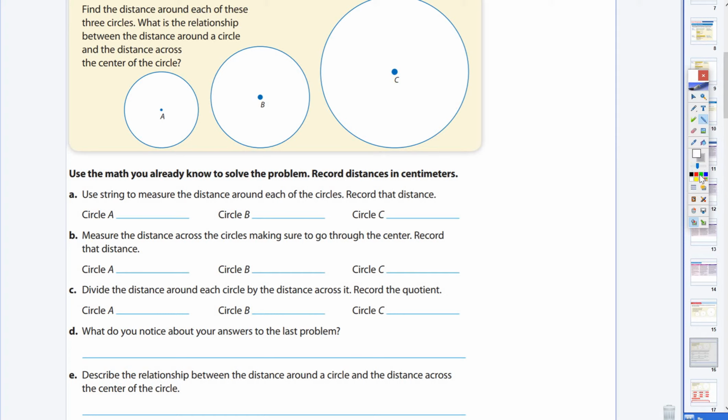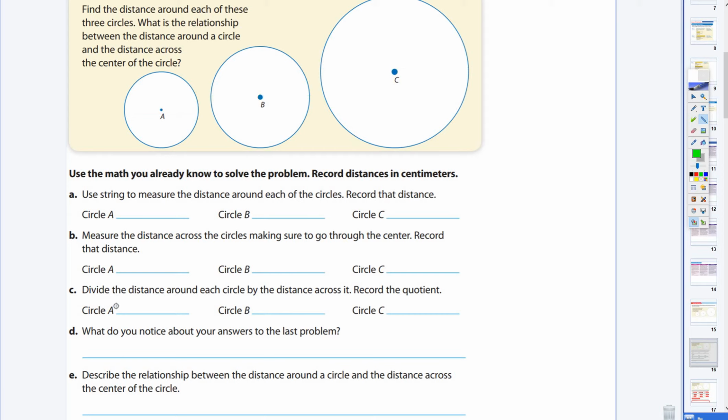You're going to go across the circle going through the center. So I would go across here, making sure you go through the center. Record that distance for circle A, circle B, and circle C. Again, across, going through the center, and then across, going through the center. Well, that's the best I could do right here.